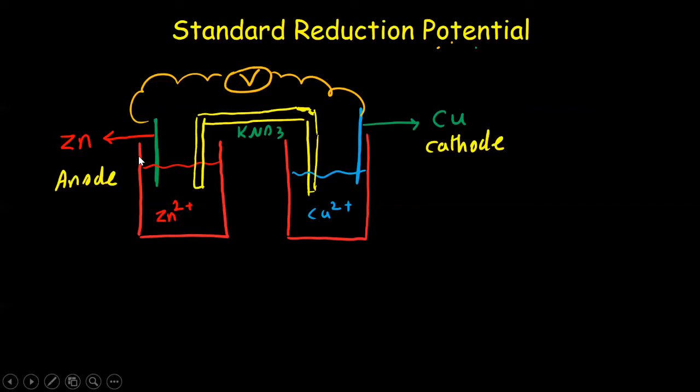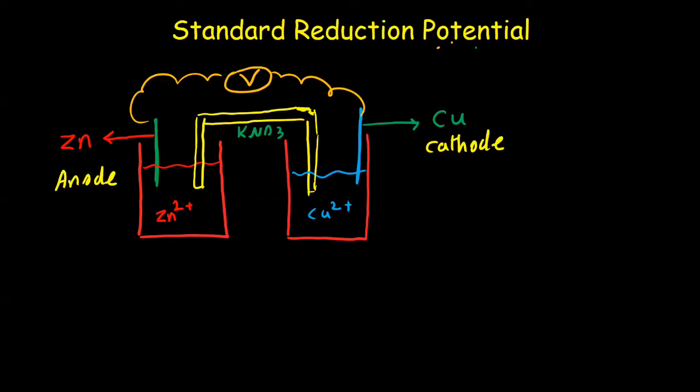To do that, we need to make cells where one of its half cells is a standard half cell, and allocate a potential to that standard half cell, which we name E. If we know the potential of one of the half cells, and we can measure the potential difference between two half cells, definitely I can calculate the potential of the other half cell.